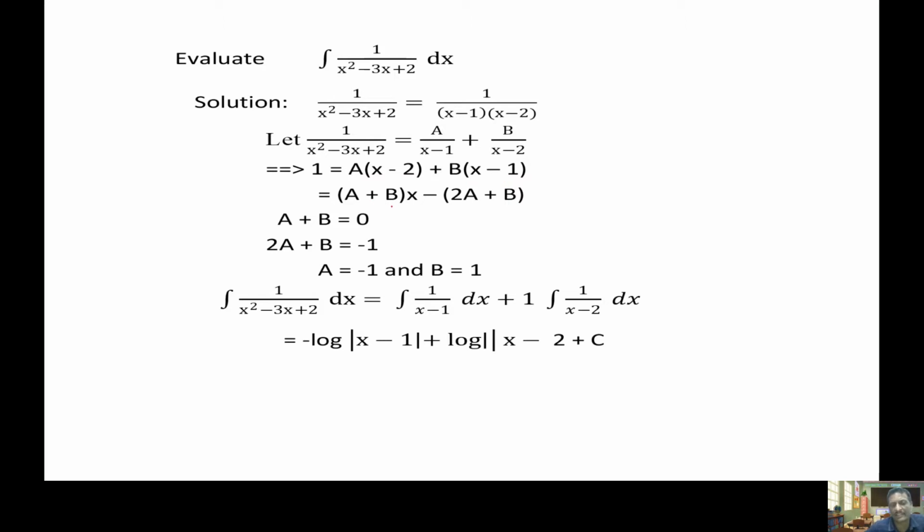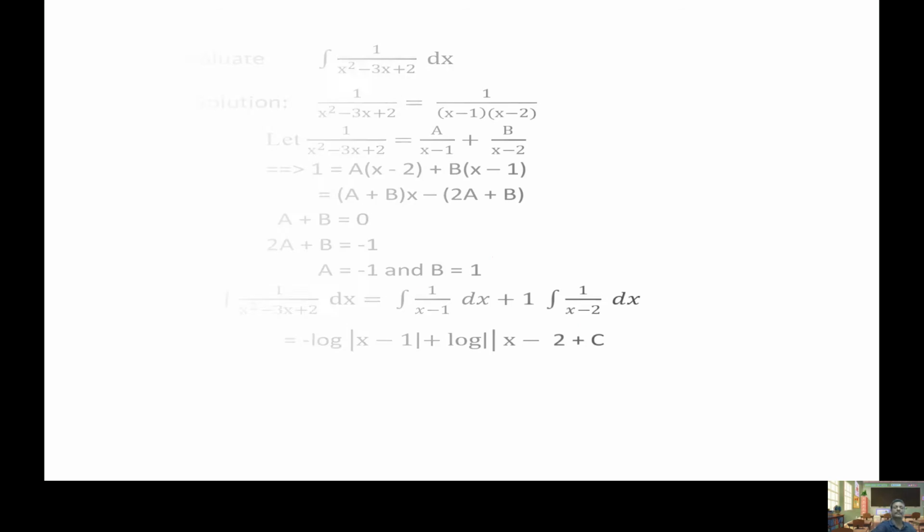Collecting the terms of x and the constant term, you are writing (A plus B) into x minus (2A plus B). So A plus B is equal to 0, 2A plus B is equal to minus 1. So you are getting A is equal to minus 1, B is equal to 1. So it is integral of the form integral minus dx by (x minus 1) plus integral dx by (x minus 2). So what is it? Minus log modulus (x minus 1) plus log modulus (x minus 2) plus c.